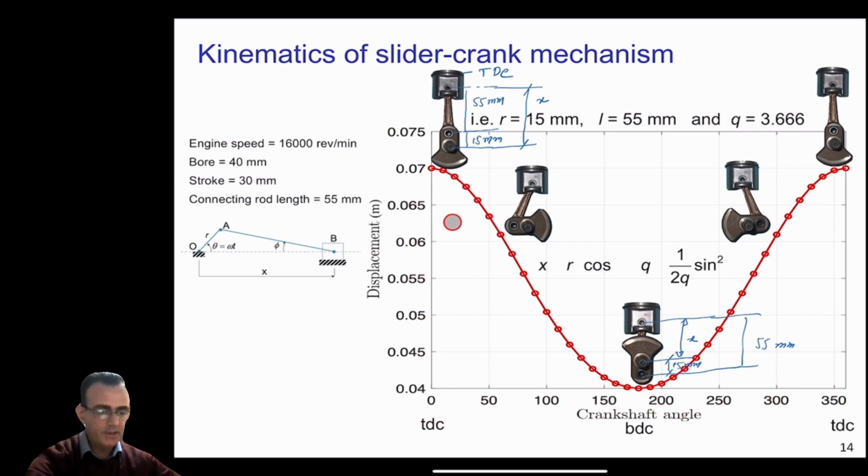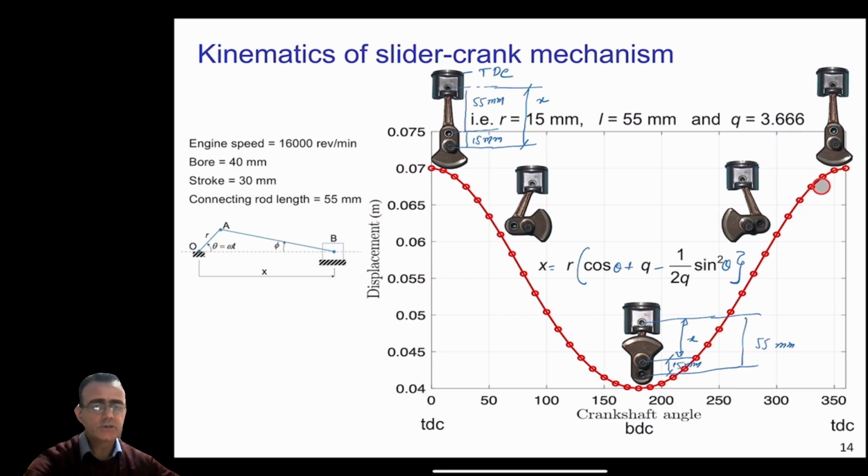Or simply you are using this equation here. So X is equal to R cos theta plus Q minus 1 over 2Q sine square theta. So you are using this equation here. When you just plot this equation with respect to angle, you will get this plot here.